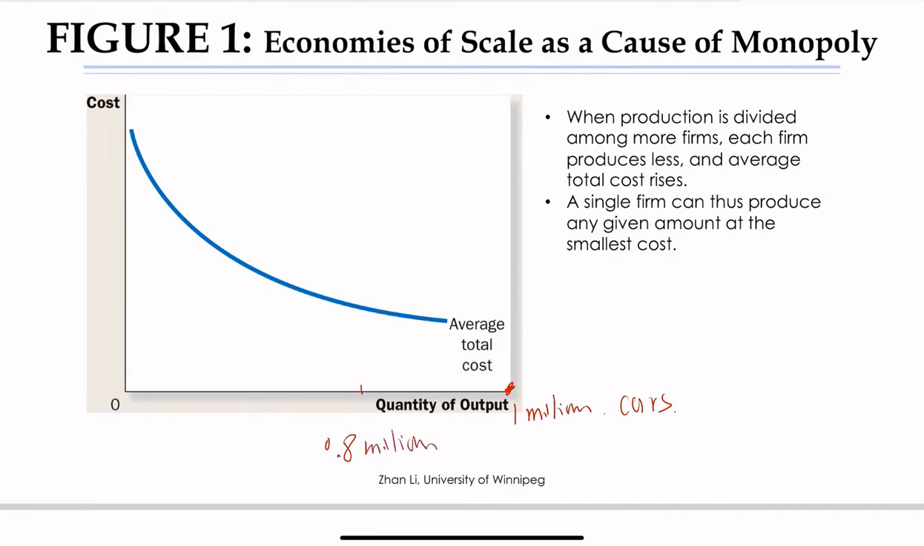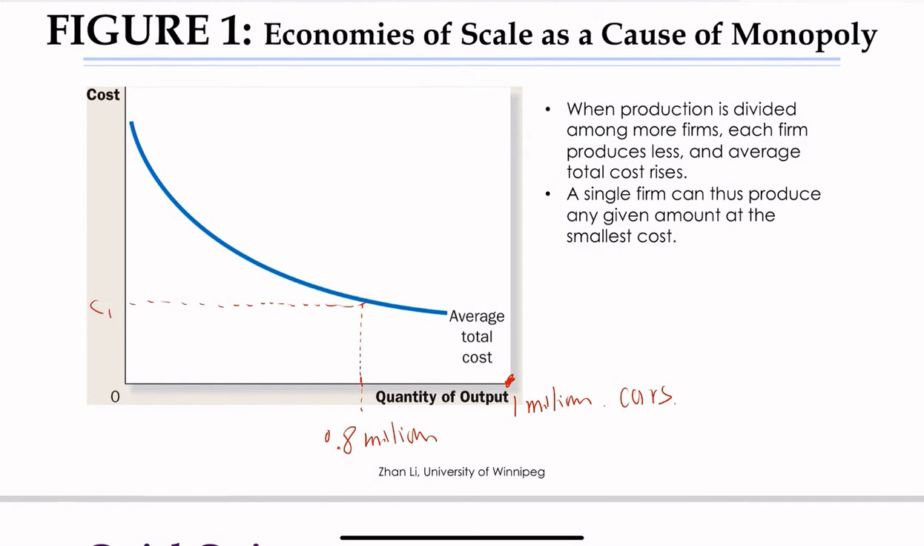So what you can see here is if we let one firm supply cars to Winnipeg, then the firm will produce this amount, 0.8 million cars, and its cost will be here. Let me call this C1, that is one firm's cost. Now let's say you don't like monopoly, because if there's only one firm selling cars in Winnipeg, it is a monopoly, right? So let's say you want two car manufacturers, and each of them will supply 0.8 million cars in Winnipeg. Now what you can see here is, if there are two firms in Winnipeg, their cost will be higher, right?